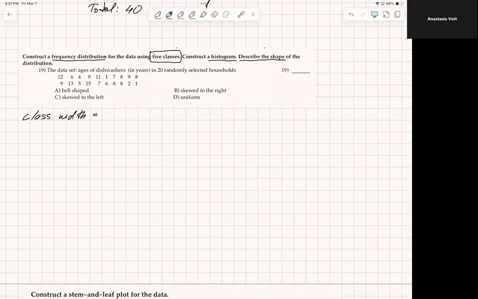We need to find what is the max, what is the min, and we need to divide by the number of classes that we need. So maximum in this case is 15. Minimum is 1. So we have 15 minus 1 divided by 5 classes. That's what we are asked to do, right? Divide by 5. So we have 2.8. So I think that would make sense. So since we're working with the whole numbers, that would make sense if we round it to 3, right?